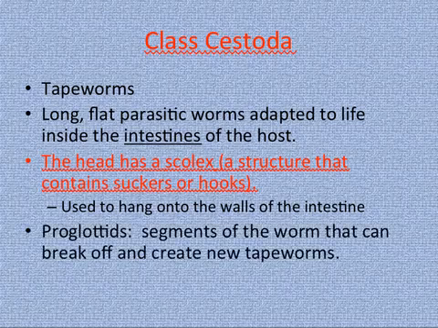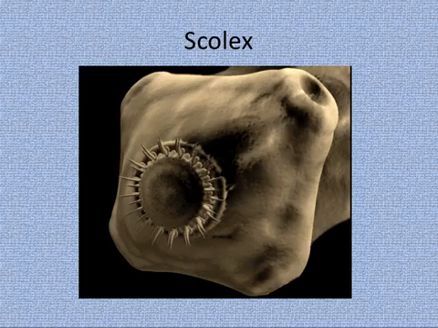And they have proglottids, which are segments of the worm that can break off and create new tapeworms. So this is a form of asexual reproduction. These proglottids can break off and form entirely new tapeworms. And a tapeworm has lots and lots of proglottids. So this is a scolex.